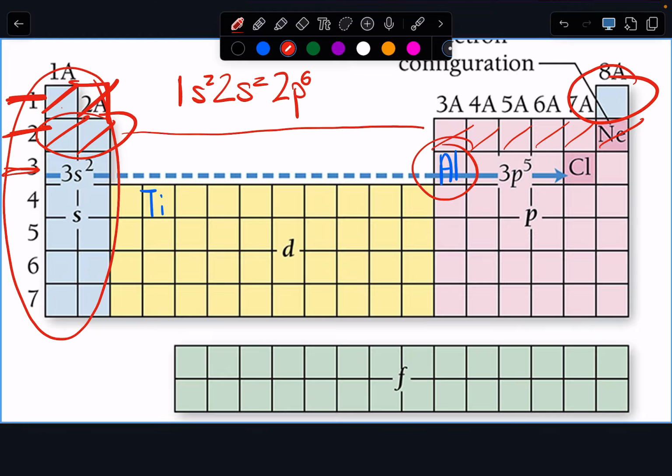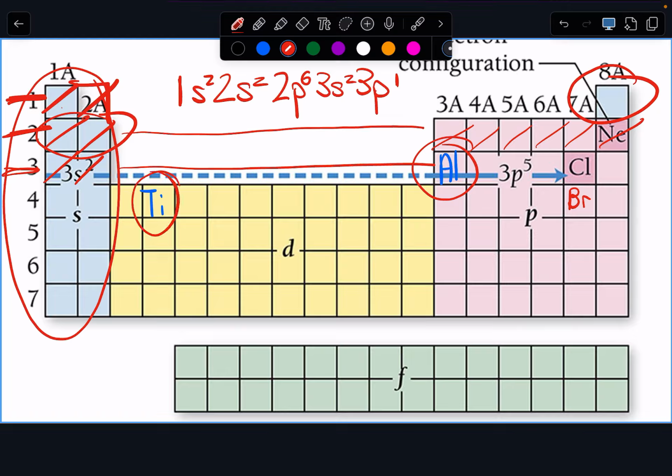Next one, 3 in the S block, 1, 2, so 3s2, and then all the way over to the P, 3p1. Okay, so that's my electron configuration of aluminum. Maybe that doesn't seem so much shorter than just drawing the orbital diagram, but if I get down to an element all the way down here, it's going to seem a lot shorter. Okay, I do not want to have to draw an orbital diagram for something that has 100 electrons. Okay, let's do titanium, and then I want to do one that's kind of through that, so we'll do maybe bromine.